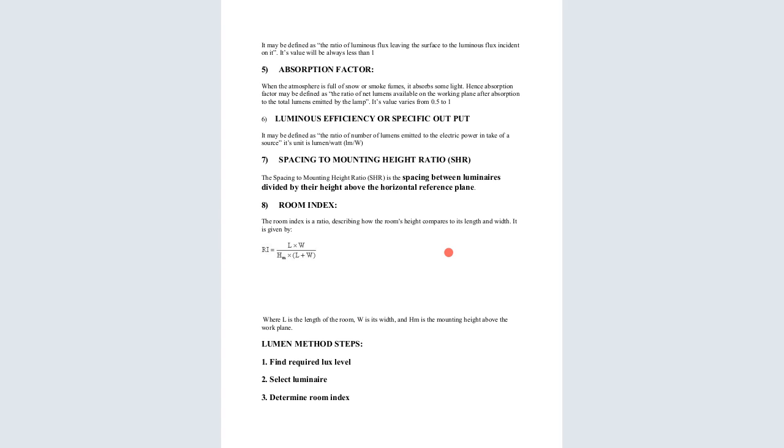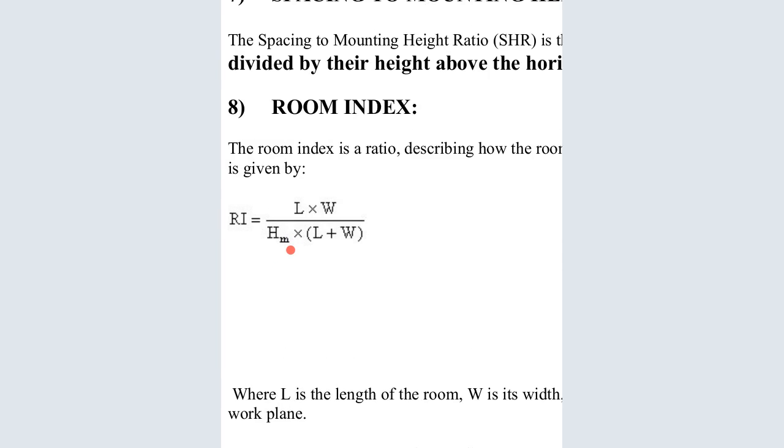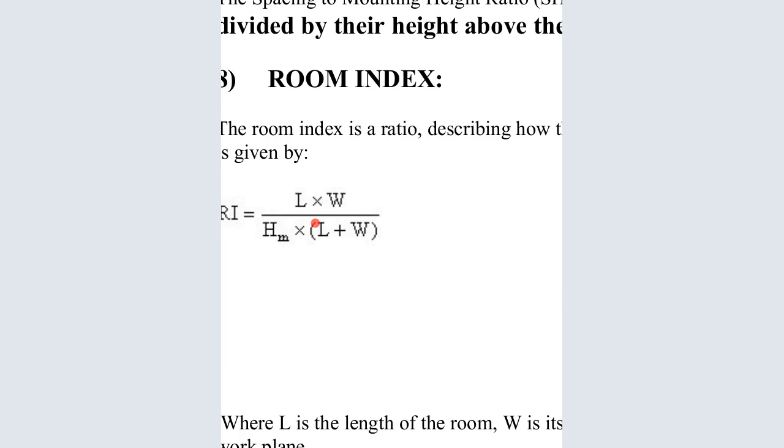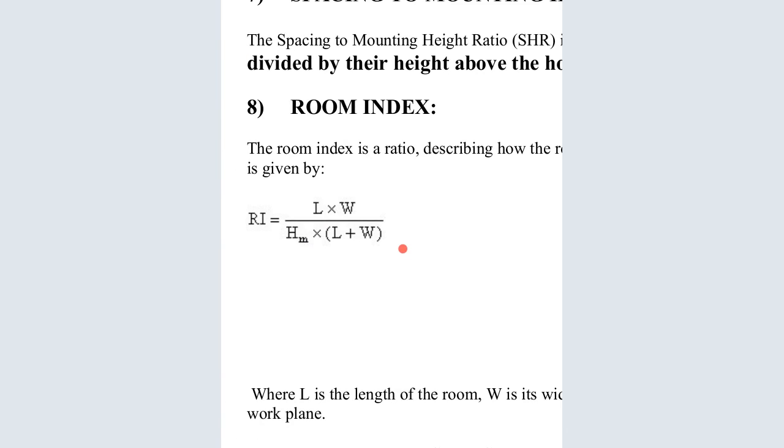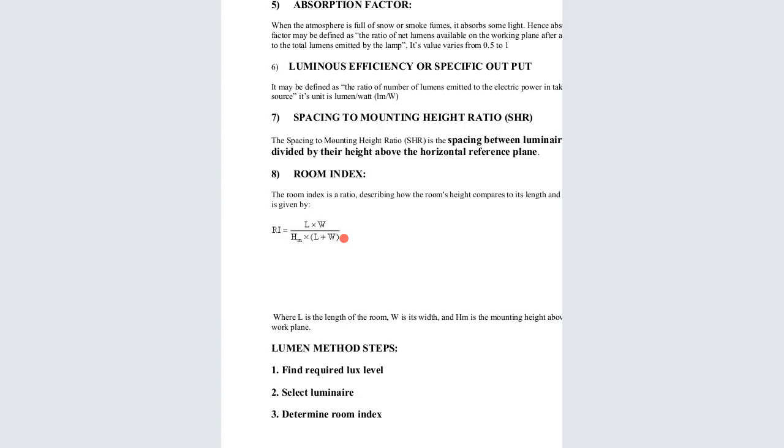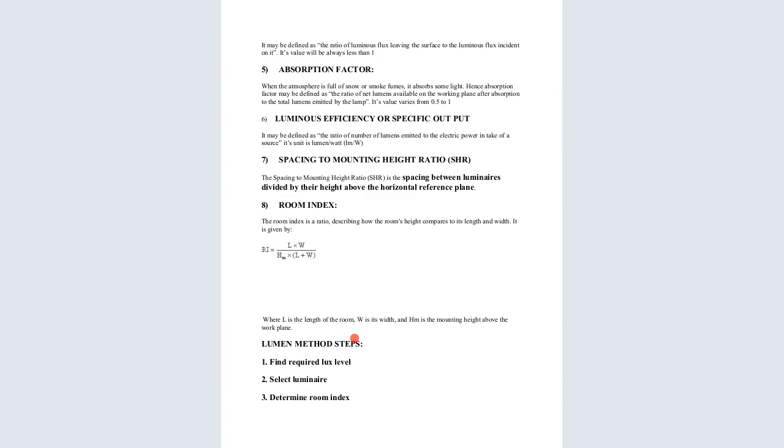The room index. The room index is the ratio describing how the room height compares to its length and width. It is given by the length times width over the height times length plus width. This is also a formula that we will be using most frequently. That is the room index, where L is the length of the room, W is the width, and HM is the height above the workplane.